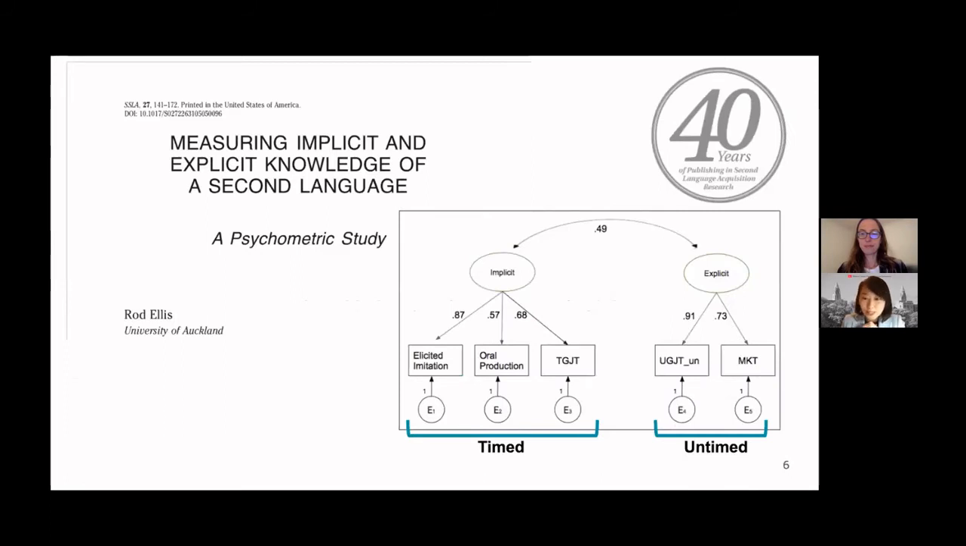And when it comes to different types of knowledge, we cannot ignore test validity. In other words, what are valid measures of explicit knowledge, automatized explicit knowledge, and implicit knowledge? In his 2005 article, Rod Ellis proposed a 2-factor model where the timed accuracy measure that we see on the left-hand side of the model was proposed to be an implicit knowledge measure, whereas the untimed accuracy measure that you see on the right-hand side of the model was defined as an explicit knowledge measure.